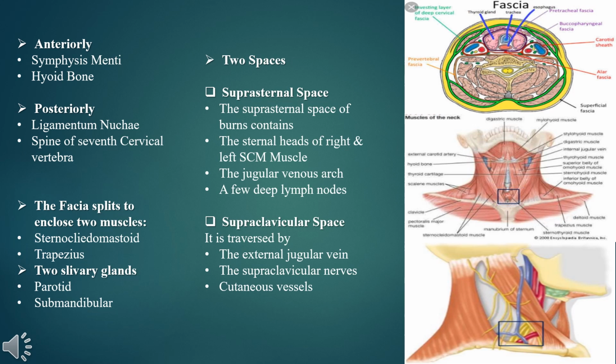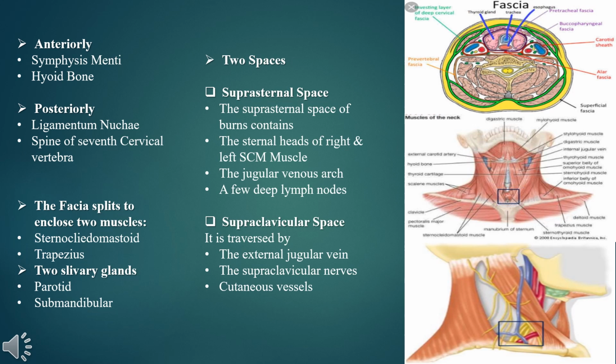The fascia splits to enclose two muscles which are sternocleidomastoid and trapezius. In the first diagram, you can see a horizontal section in which a green outline shows the investing layer of deep cervical fascia which splits to enclose the trapezius and sternocleidomastoid muscles. The fascia also splits to enclose two salivary glands which are parotid and submandibular glands. We already discussed in the previous slide, and two spaces which are suprasternal space and supraclavicular space.